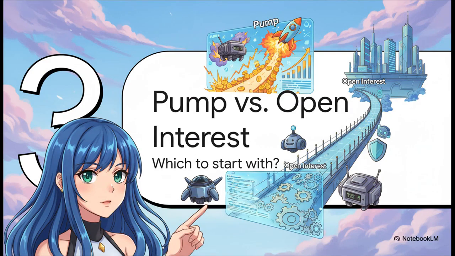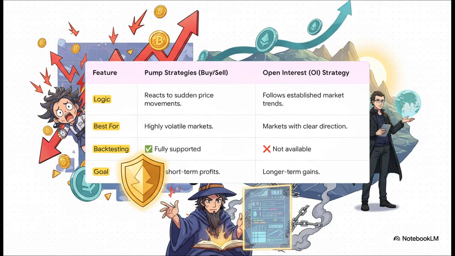All right, this brings us to the main event, pump versus open interest. For anyone just starting out, this is the big question. You've got these awesome tools, but which one do you actually pick up first? Okay, this table lays it all out pretty clearly. You see, the pump strategies are all about reacting to sudden, sharp moves, perfect for a volatile market. The OI strategy, on the other hand, is about following longer, more established trends.